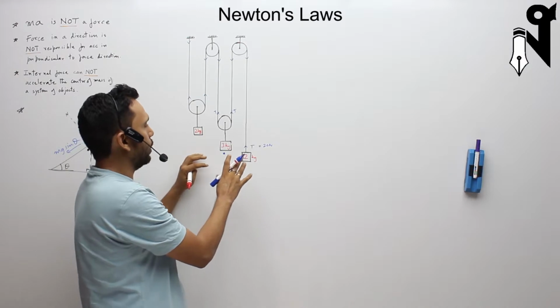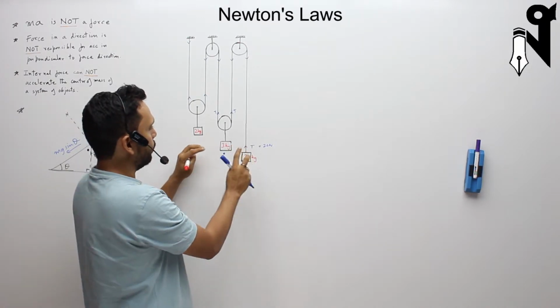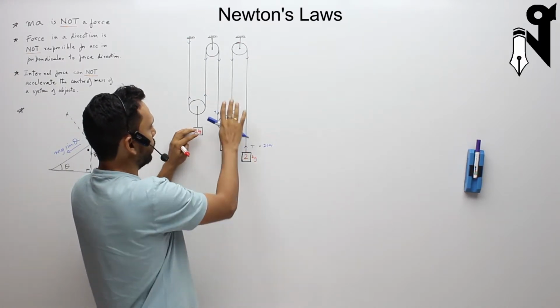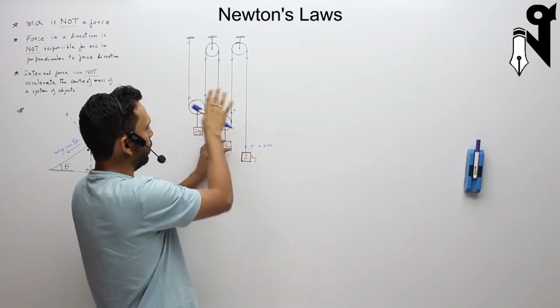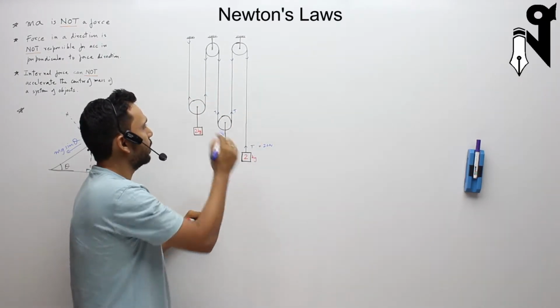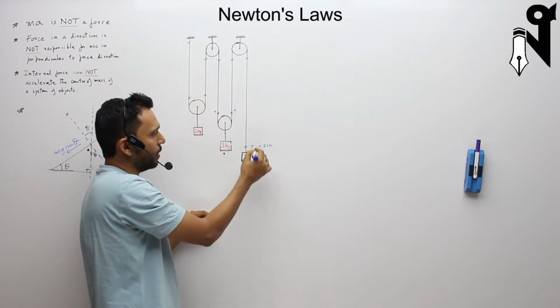So in all probabilities, when I'm holding this and letting this go, it is going up. When I'm holding this and letting this go, this is going up. So in all probabilities, this is definitely going up and this is going down.